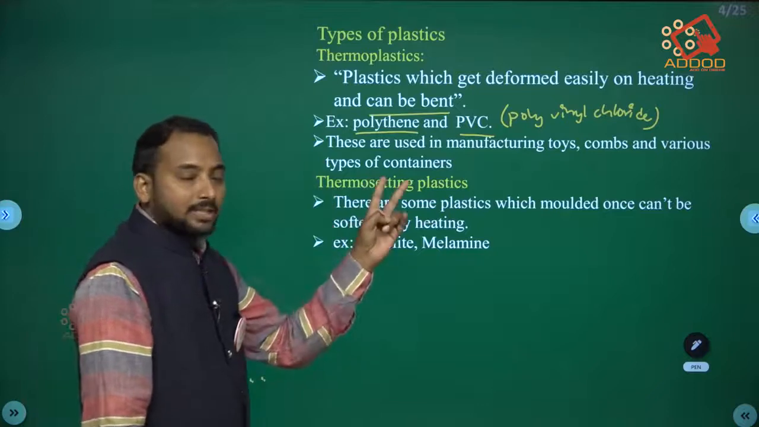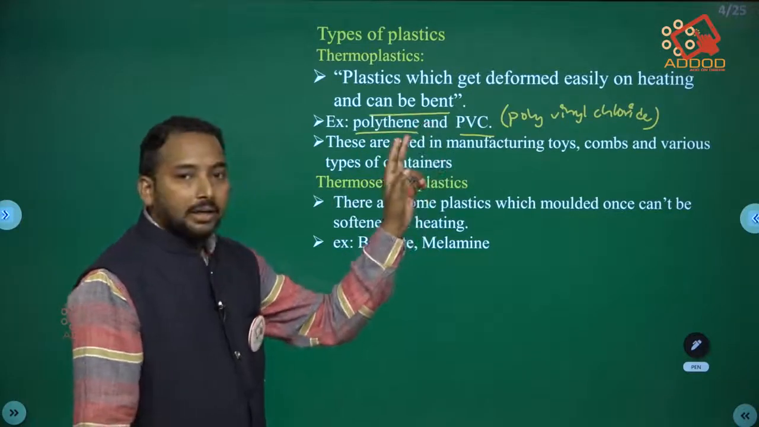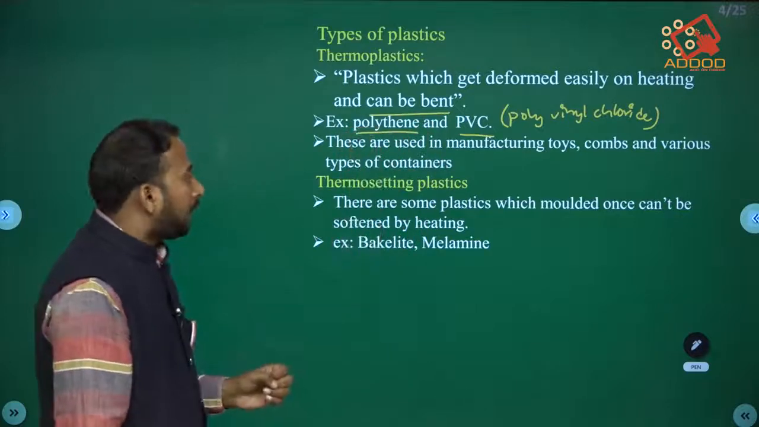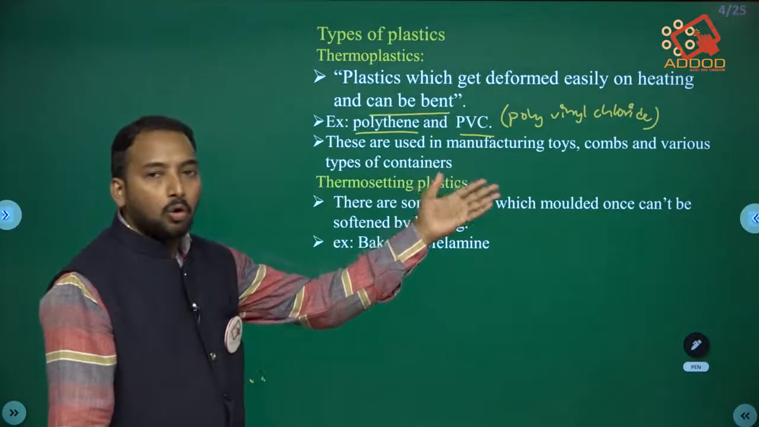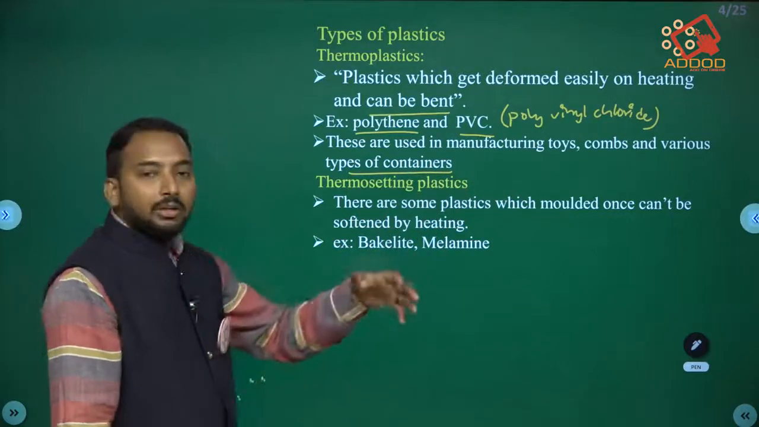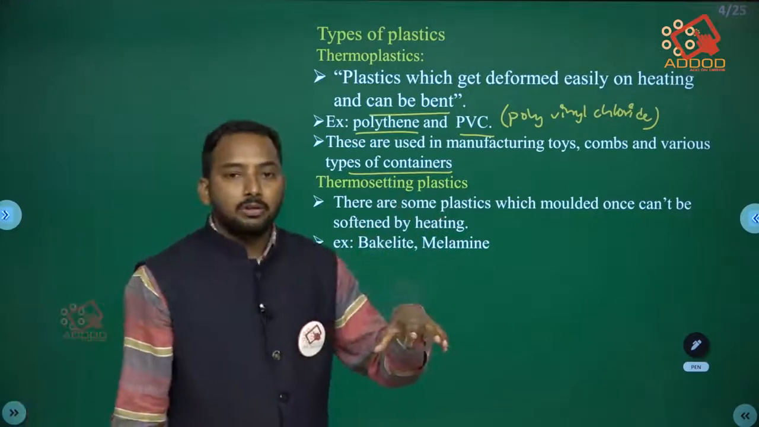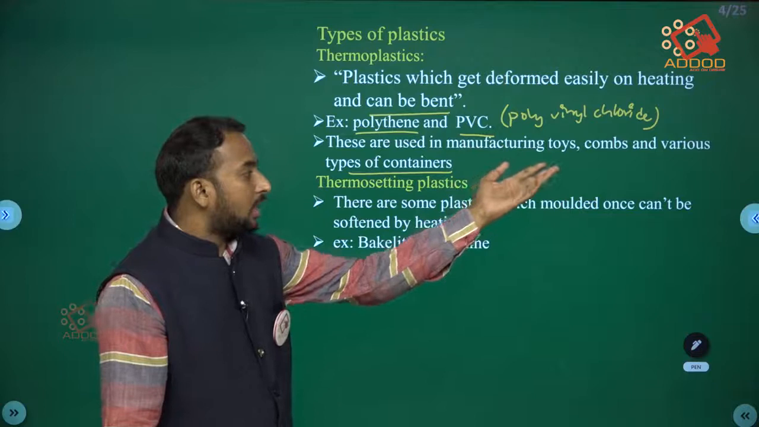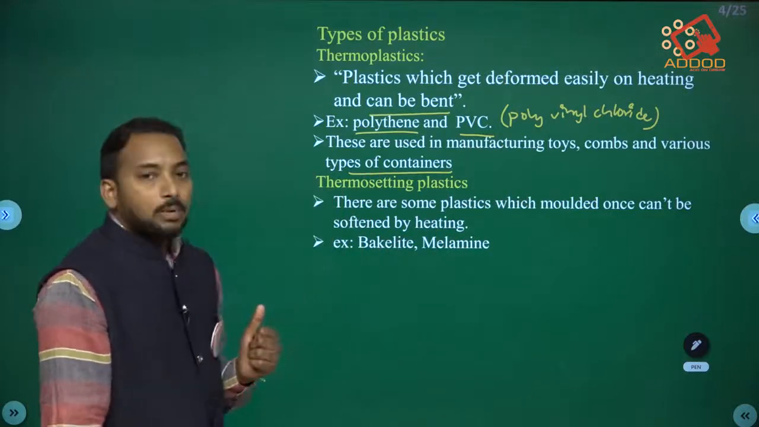Thermoplastics get deformed easily on heating and can be bent. These are used for the manufacture of toys, combs and various types of containers. Toys, different toys and also combs, and various types of containers are widely made of thermoplastics.